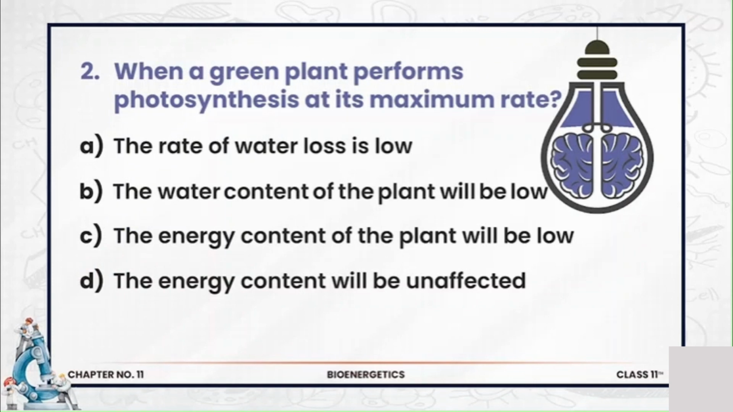MCQ number 2, it says, when a green plant performs photosynthesis at its maximum rate. जब भी कोई plant अपनी maximum photosynthesis कर रहा होगा तो what will happen? Option alpha is the rate of water loss is low. Beta option is the water content of the plant will be low. Charlie option is the energy content of the plant will be low. And the delta option is the energy content will be unaffected. So the correct answer for this question is beta option, that is the water content of the plant will be low.